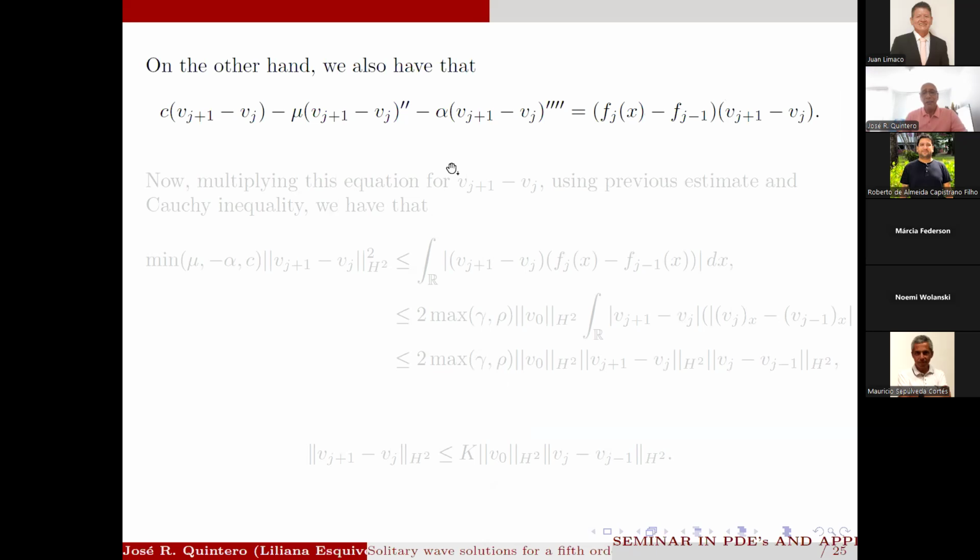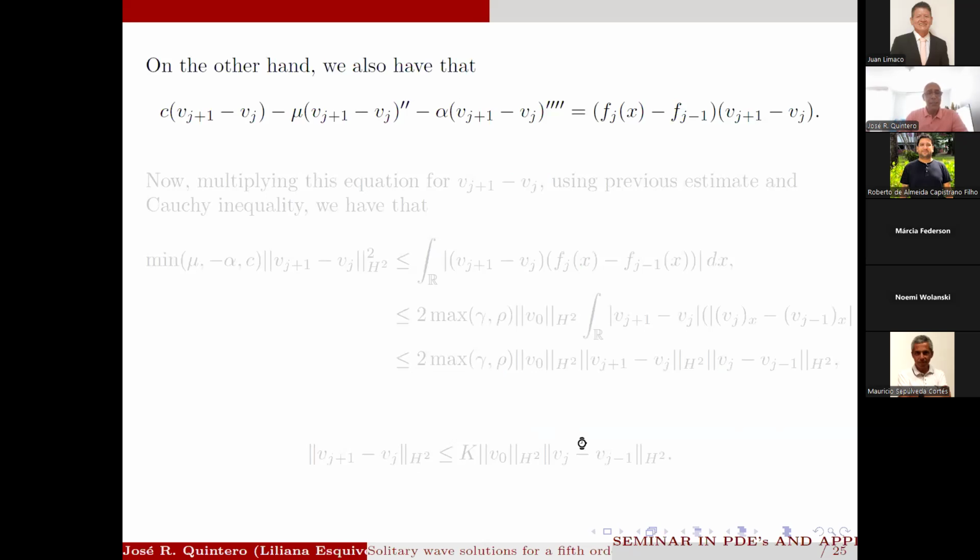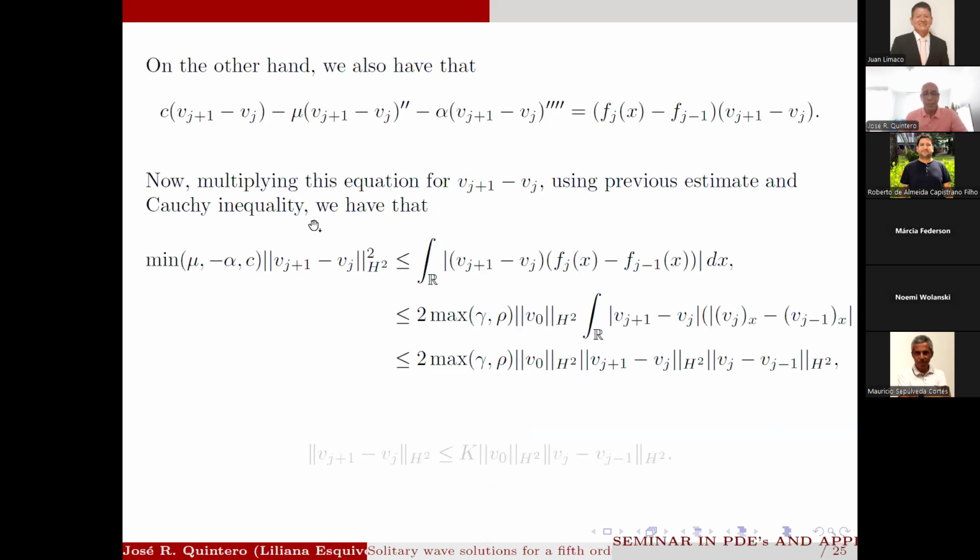So this is the left part. When you multiply the equation by this term, this is the left side. So you can bound this in this way, right? And then you just do the computation, and you finally get, I don't want to be too technical, but you get this one, which is that we claim.